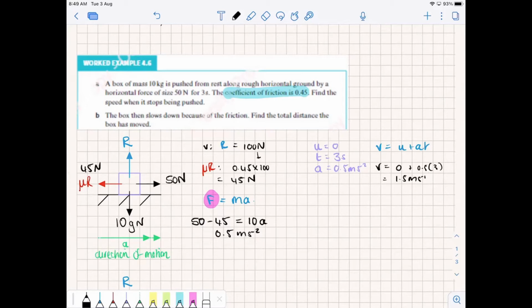Okay, so that's part A done. Now let's have a look at part B. So this is where things are going to change, and if things change, we're going to have to change our diagrams. It says the box then slows down because of friction, because remember, we've stopped applying the pushing force. So we pushed the box, and after 3 seconds, we stopped pushing the box. We want to find the total distance the box has moved.